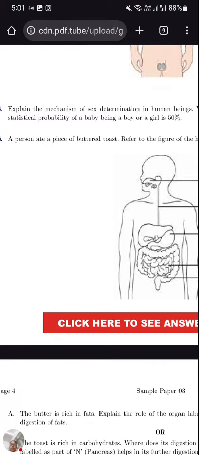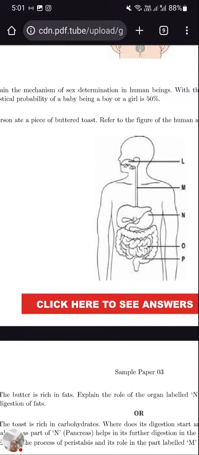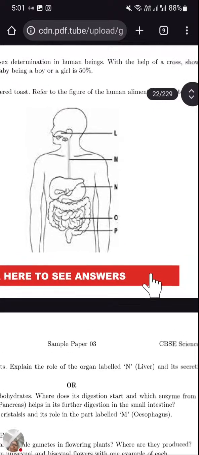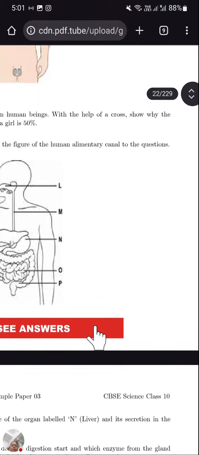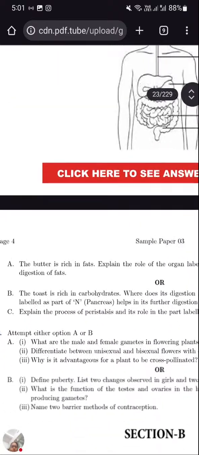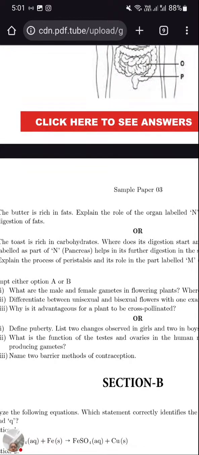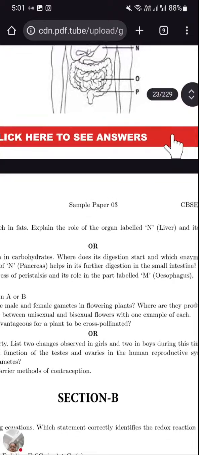Next question. A person ate a buttered toast. So here buttered toast is there, which is oily in nature. Refer to the figure of the human alimentary canal for the following question. Here the different labelings are given, and related to that there are different questions which we need to answer. First question: the butter is rich in fat. Explain the role of the organ labeled N.